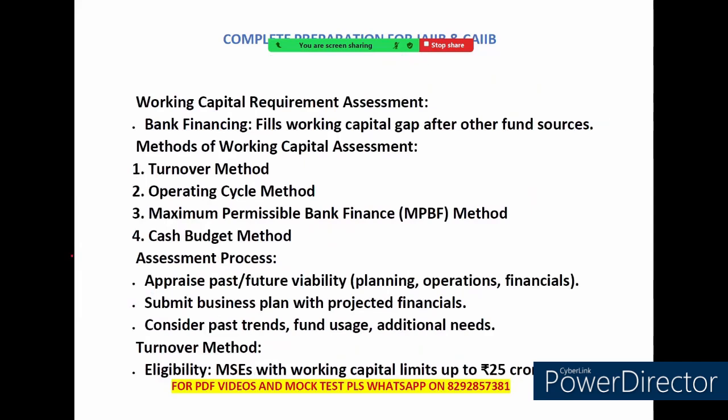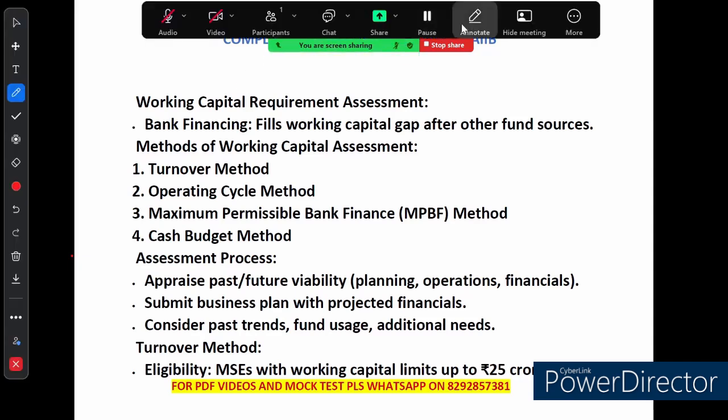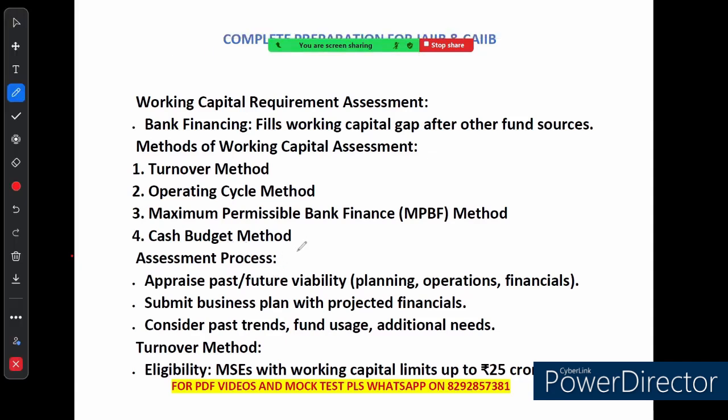Now let's talk about how businesses figure out the amount of working capital they need and how banks help cover the gap when funds run low. This is important for businesses to keep running smoothly. So now let's talk about bank financing for working capital. When a business needs more money to cover its day-to-day operations, banks step in to help fill the working capital gap, right? Working capital gap.